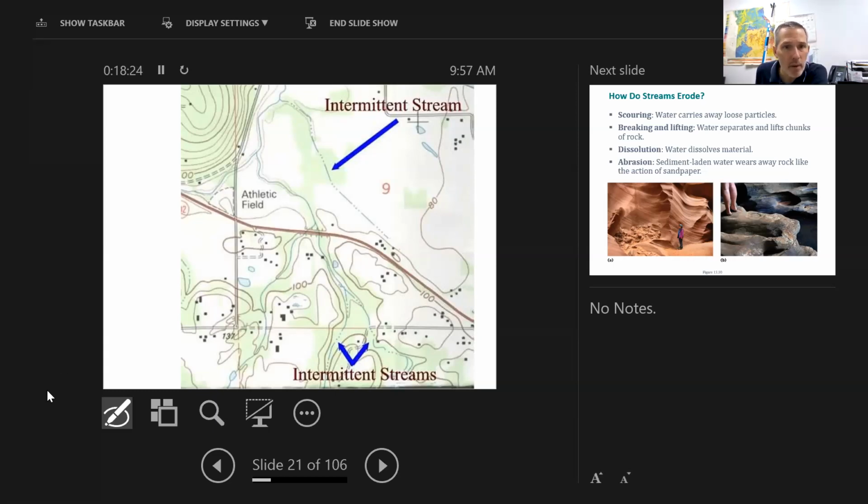On a topographic map, we can see that these intermittent streams are little dashed lines followed by solid lines. If we take a look further downstream, north on this map, we have a permanent stream.